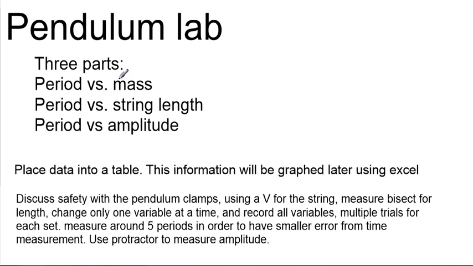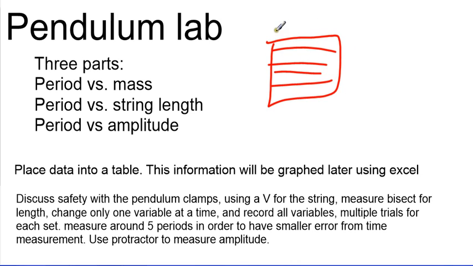What you're going to be doing is trying to figure out which of these 3 variables influences the period. Now, what you also want to be thinking about is, as you are changing one of these variables, you need to keep all of the other variables the same. With your data table, in the top of the data table, you want to state what conditions you are controlling. If you're setting up the mass to see if that's the influence, you want to make sure your string length and amplitude are the same for all of your different trials so you don't confound your results.